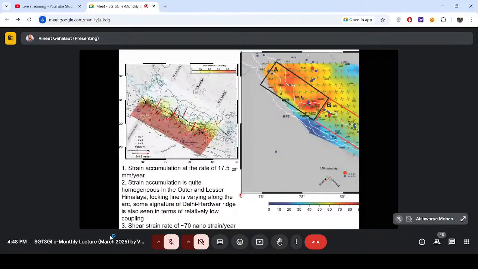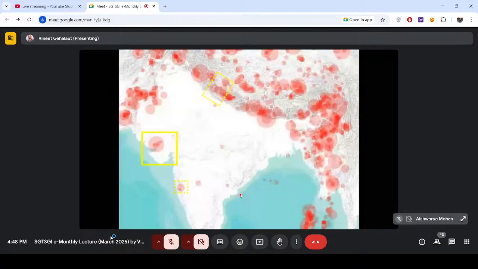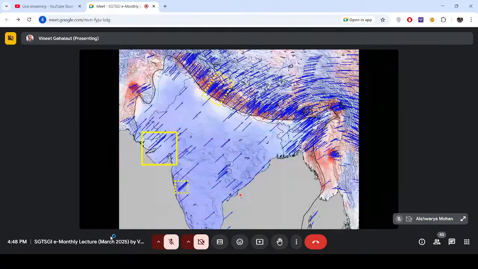Now let me go to another region, which is the Kutch Failed Rift. Quickly, so these are the vectors. In fact, the vectors are more than shown here. I'll show in the next slide.